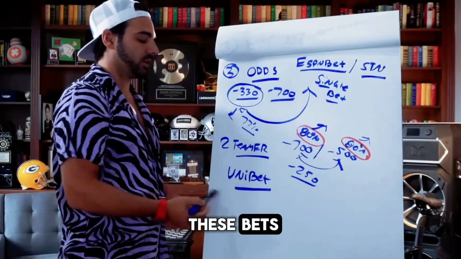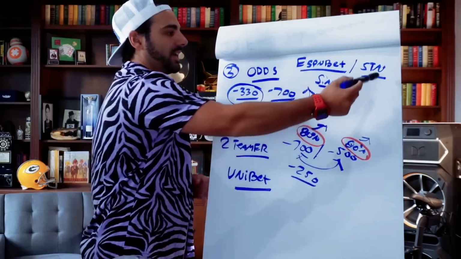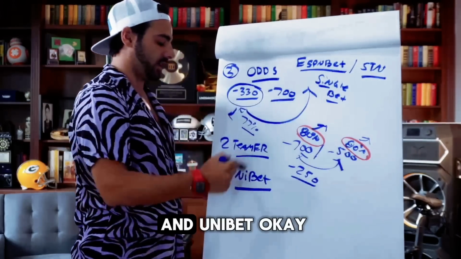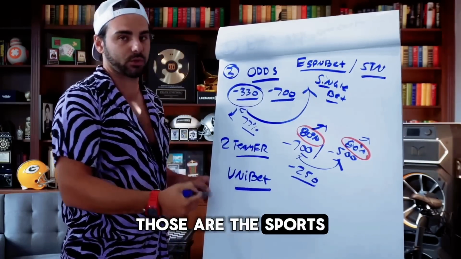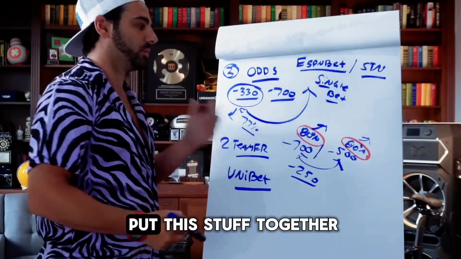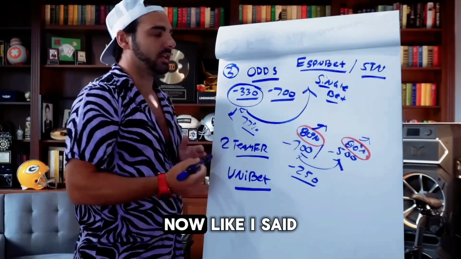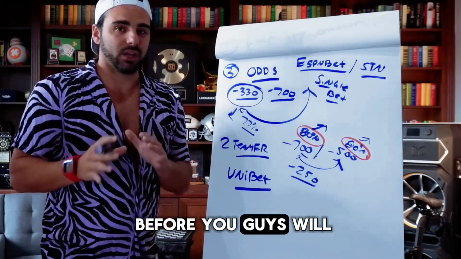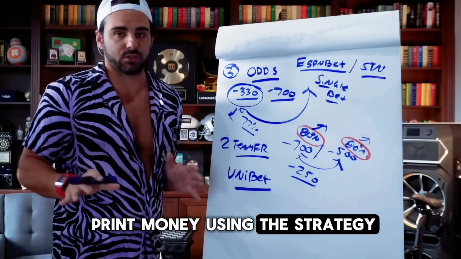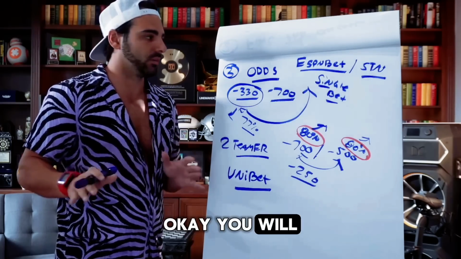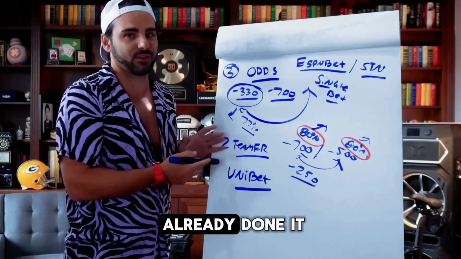Where can you find these bets? You can find them at ESPN Bet, STN Sports in Vegas, and Unibet. Okay, those are the sportsbooks that you could use to be able to put this stuff together. Now, like I said before, you guys will print money using this strategy, okay? You will. I know, because I've already done it.